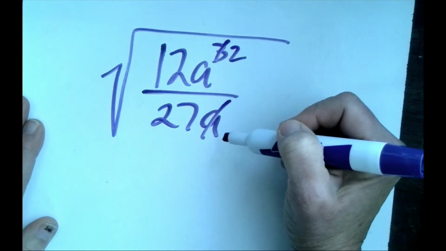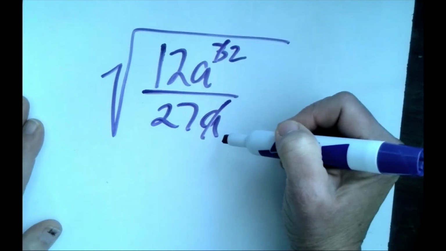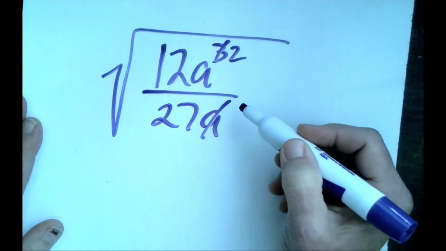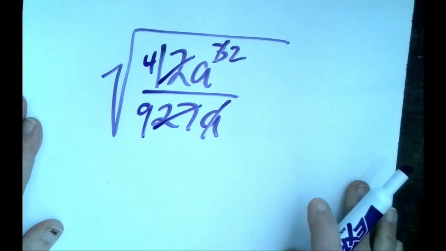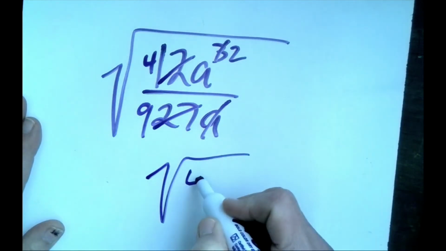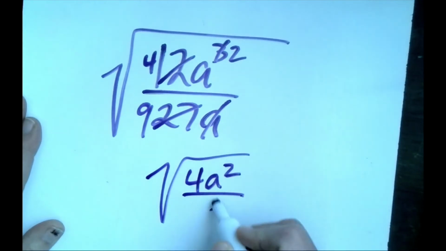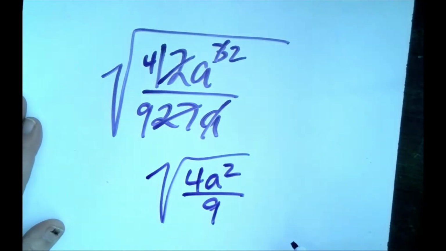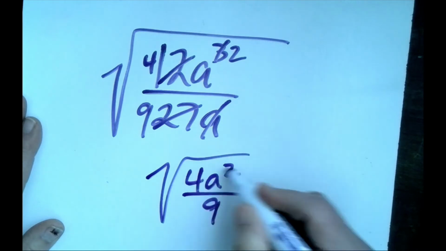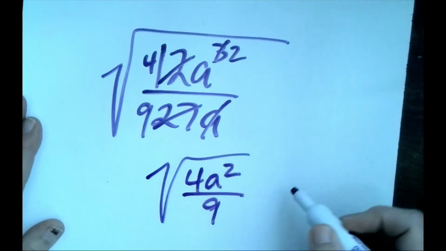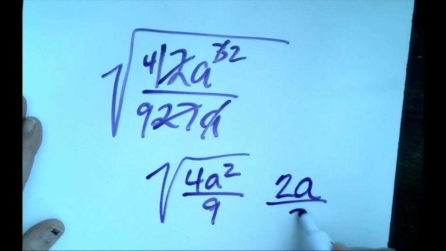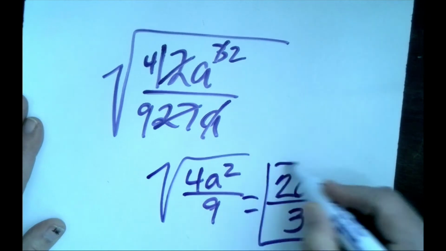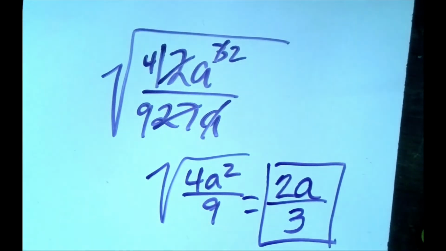12 and 7 have a common factor of 3. So if you divide both of them by 3, now we're really looking for the square root of 4a squared divided by 9. Lots of perfect squares left here. So we could say the square root of 4 is 2, the square root of a squared is a, the square root of 9 is 3. If we hadn't simplified first, that would have been a much more complex problem to solve.